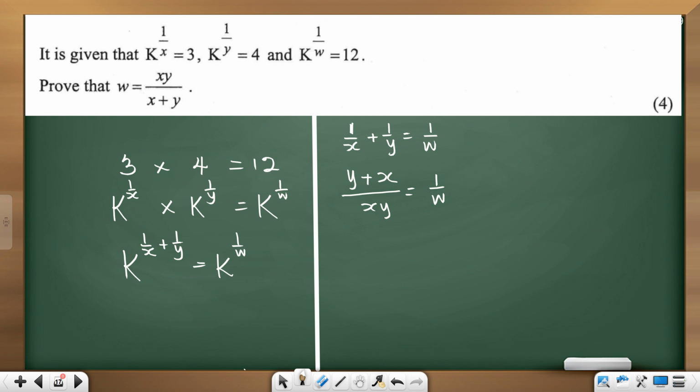Flip both sides. Whatever you do on the right, you do on the left. So, xy over y plus x can be written as x plus y. Flip both sides. W over 1. And what's w over 1? W. I am done, guys. W equals xy over x plus y.